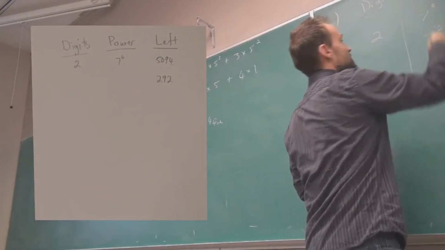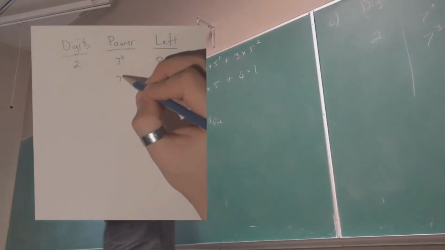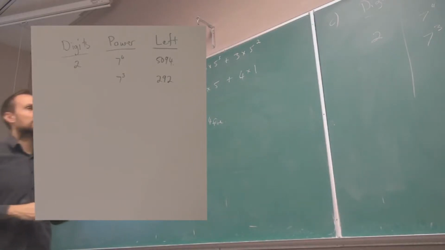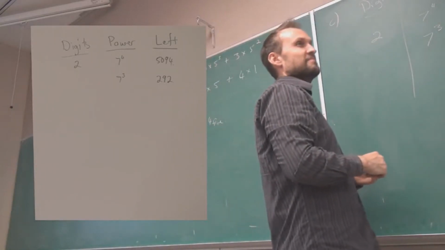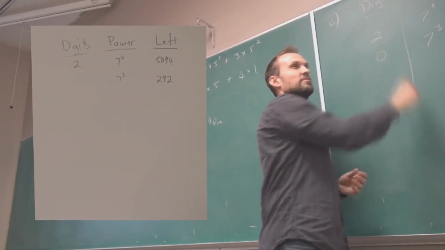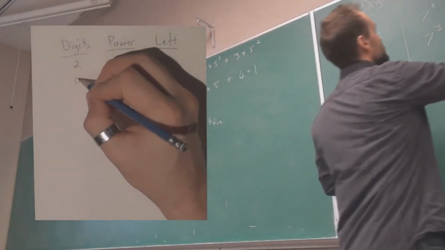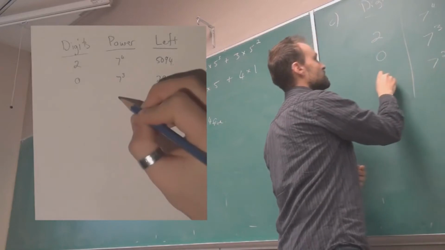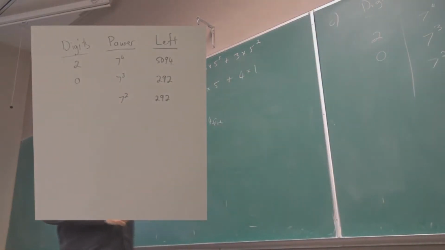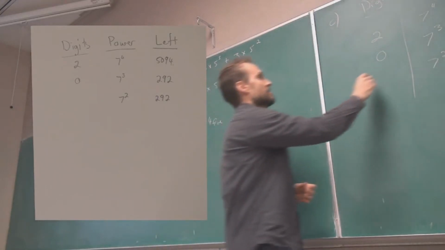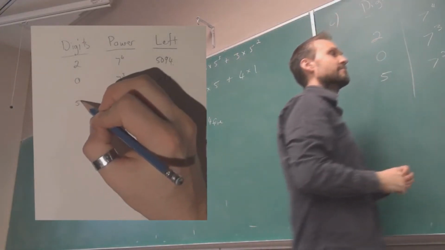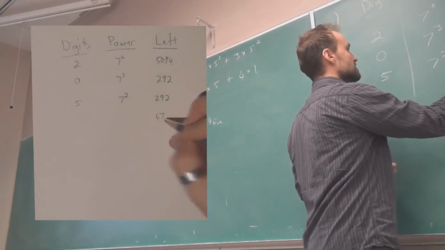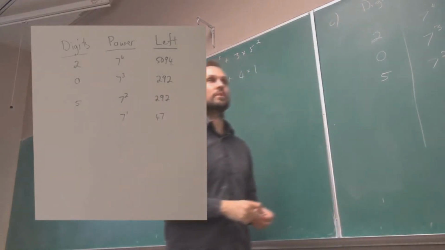Then 7 cubed. Now I'm not skipping any of them, even if it's a 0. What's 7 cubed? Isn't it like 343 or something? Oh, yeah. So that's too big, so I still have 292 left. Then 7 squared, which is 49. I can fit some 49s in there. How many? 5. 5 49s can go in, and I have what left? 47. Seems big, but I couldn't fit another one in.